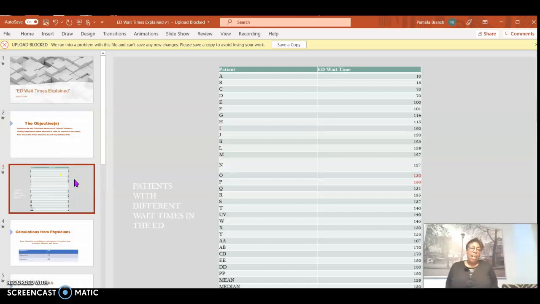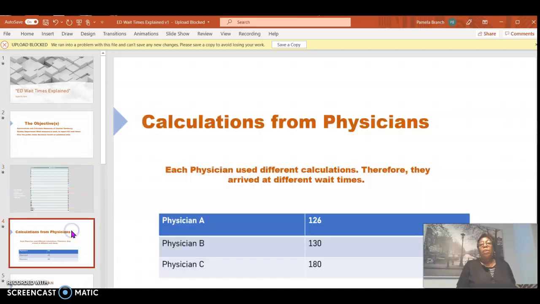Okay, on our first slide, which I have handouts in front of each of you to follow along, the slide shows the patient in one column and the ED wait time in another column. This is the data that we will be using to calculate our ED wait times. We also will show you three different physicians and how they calculated the ED wait time using three different central tendencies.